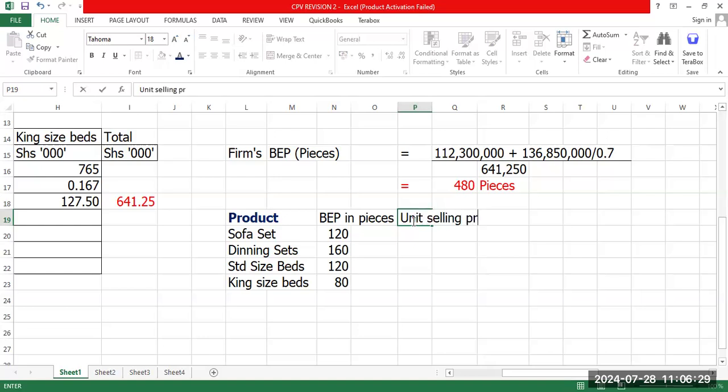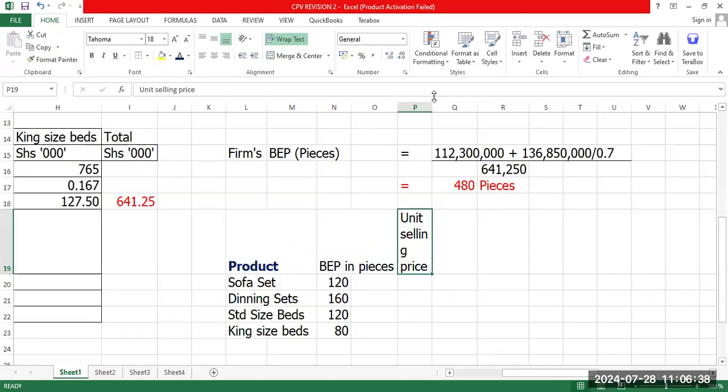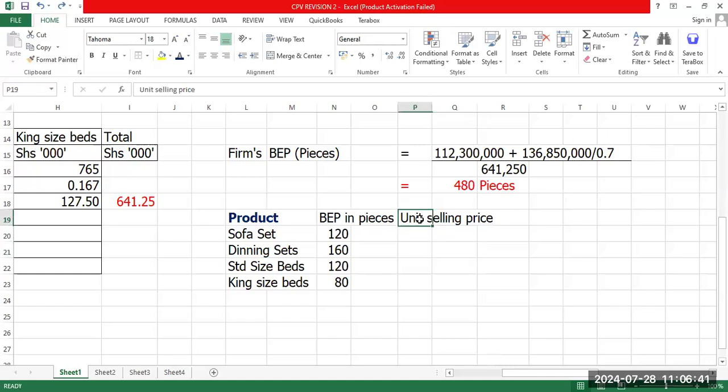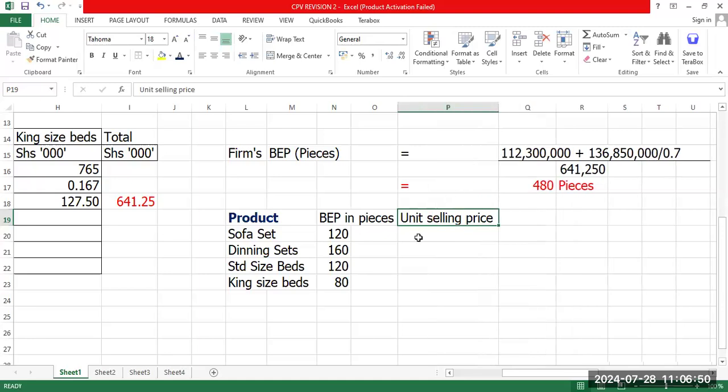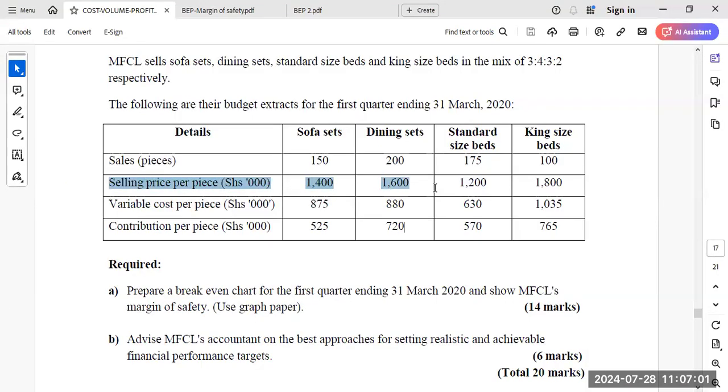We can first put on the first column unit selling price. Are we given unit selling price in the question, colleagues? Yes, we have it. What is it for sofa set? Let me see. 1,400. These are our unit selling prices. And these figures are in what? In thousands.